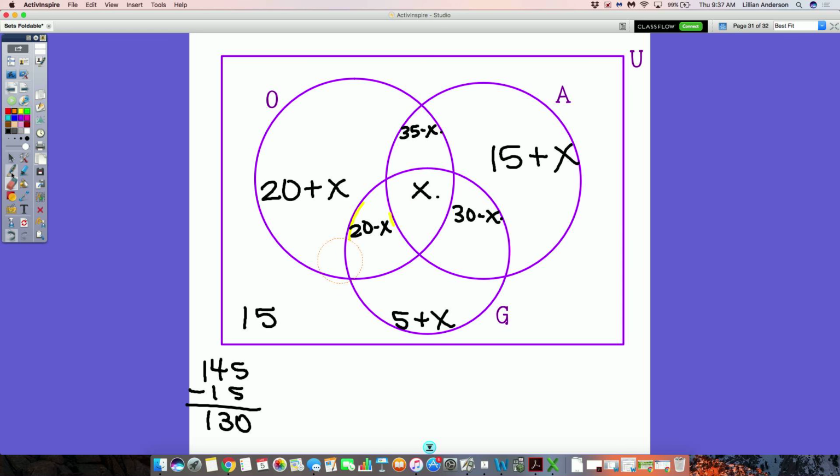All right. So now to figure out the value of x, to complete the Venn diagram, to figure out the number of people who like all three types of juices. Every single one of these pieces should add up to equal what? 130. Because we already took out the 15 from the people who didn't like any of the juices. So that left us with 130 people to work with. So what I want you guys to do is add all this up, set it equal to 130, solve for x.